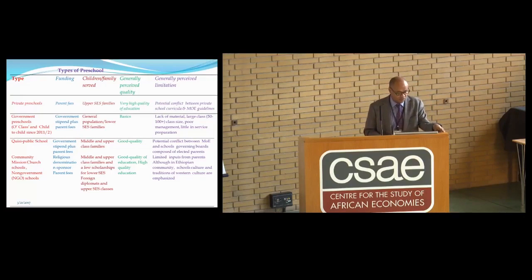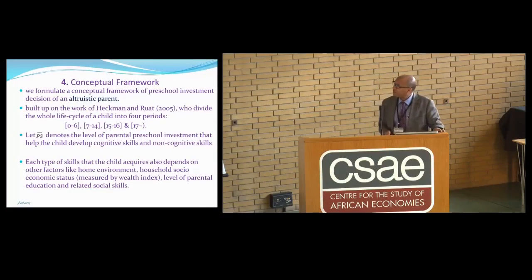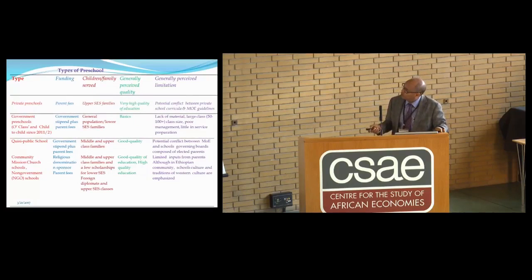The other is the quasi-public schools: community, mission, church schools and NGO schools. These are a mixture, because they also provide scholarships to lower income families, so middle and upper class children can join. Their quality is more or less good, but they have their own curriculum, and these are schools where Western cultures are also cultivated. In terms of quality, the one provided by the private schools is of higher quality, and these government ones are really lower quality, and they are very recent initiatives.